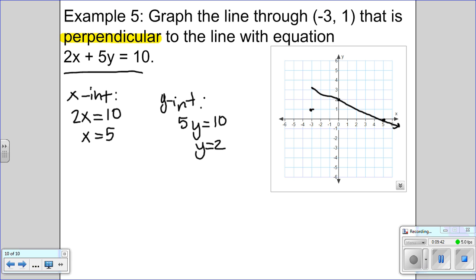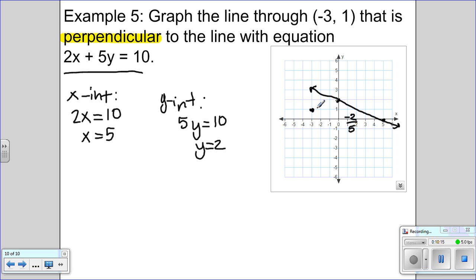I want my line to go through -3, 1 and perpendicular to this one. So it's going to go in the opposite direction here, up in this area. First thing I need to do though, before I can draw the line, is I need to figure out the slope here. So I'm going to count from the left point to the right point, my rise over run. I'm going down 2 over 5. That means the slope of this line is negative 2 over 5. Count from one point to the next, down 2 over 5.